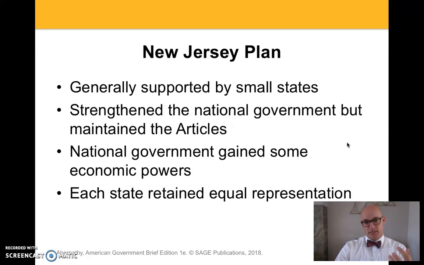And so New Jersey, a small state, said, hey, I've got a general idea. We will strengthen the national government, but we'll keep the Articles of Confederation. We'll still have the small states have the same proportional representation as the large states. In other words, every state gets a certain number of votes, regardless of size. The national government would have some economic powers, would be able to control how the government functions, taxing, and maybe have some military strength. But each state would have equal representation. And they started fighting. Virginia said, no, this is horrible. And New Jersey said, yeah, no, this is a great idea.